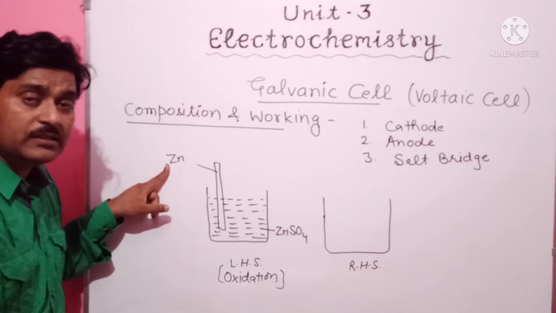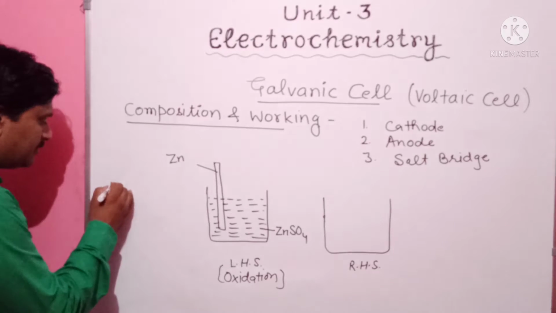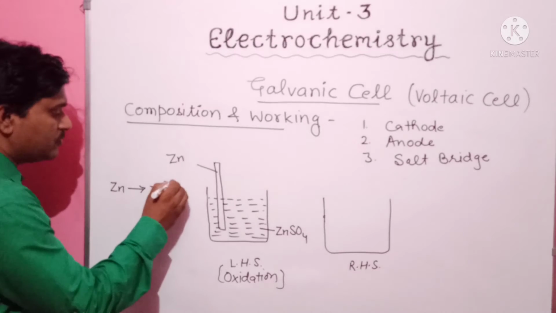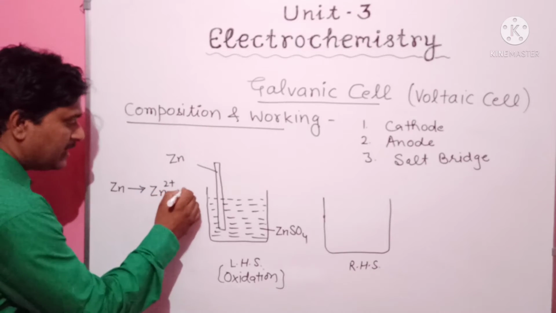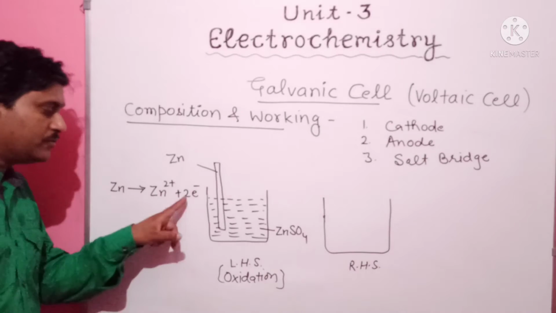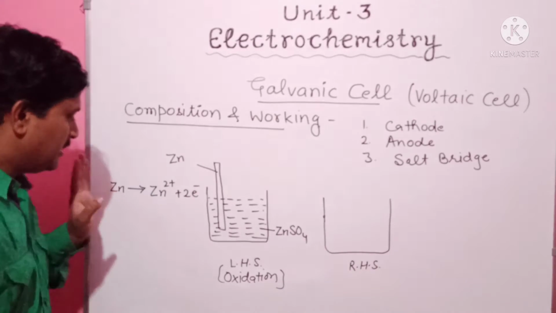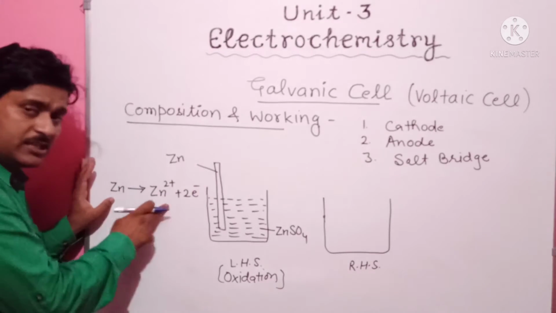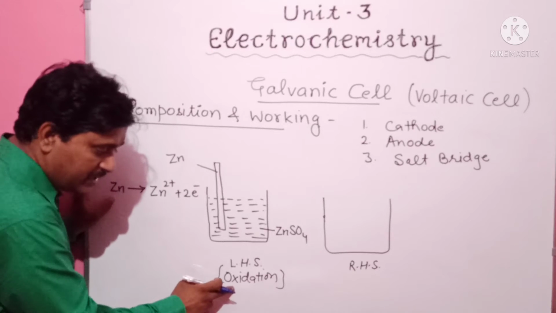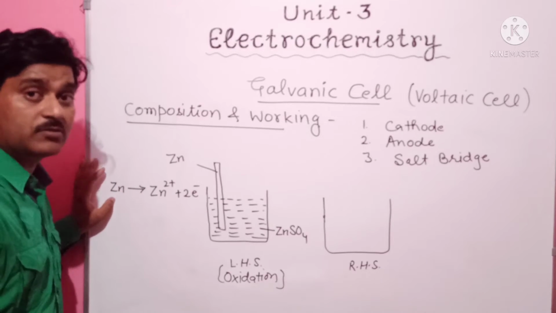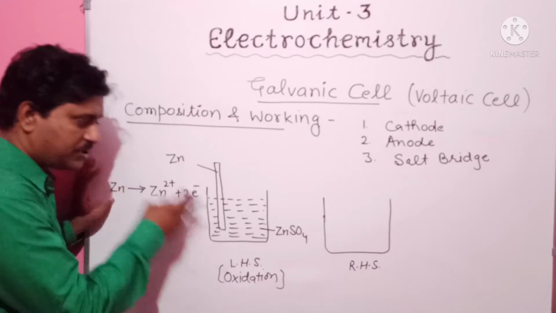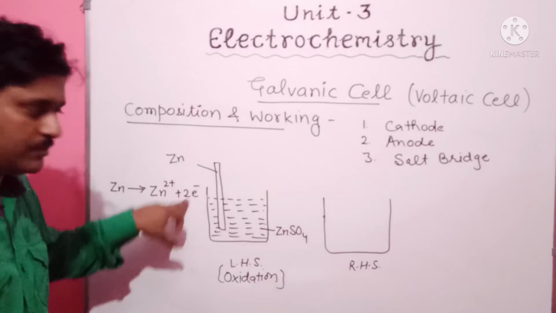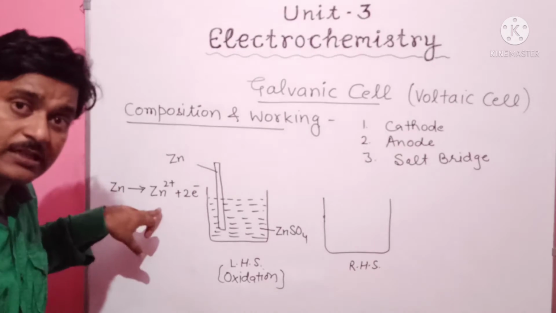What process will happen here? Zinc loses its electrons to change into Zn 2+ ions along with two free electrons. Here zinc loses the electrons and changes into the Zn 2+ ion, so it should always be taken as the left hand side electrode, where oxidation occurs. Because what is oxidation? Oxidation is the loss of electrons. So the metal zinc here loses electrons.